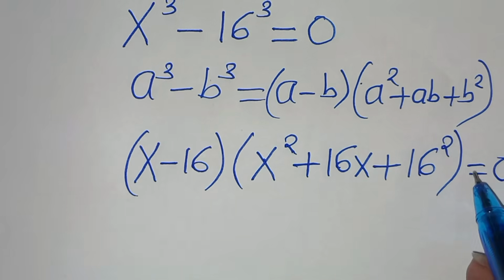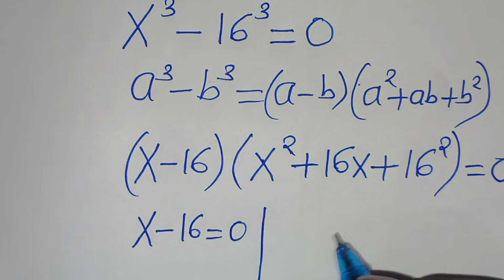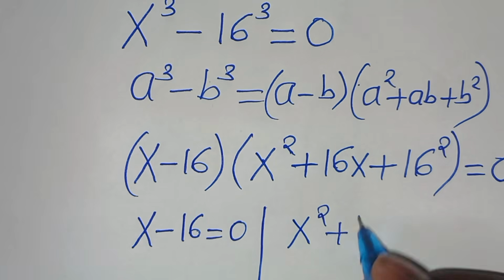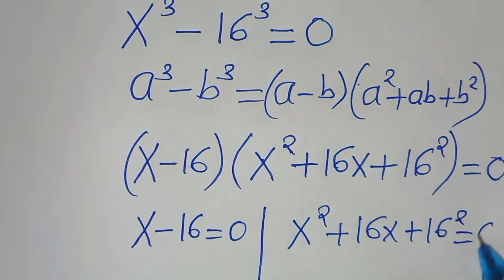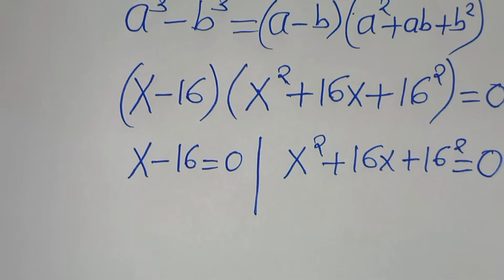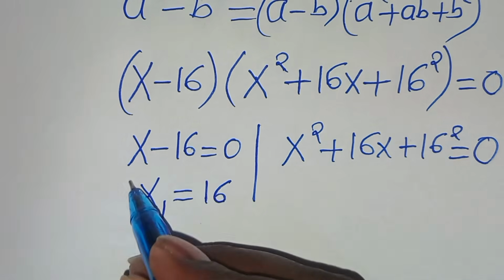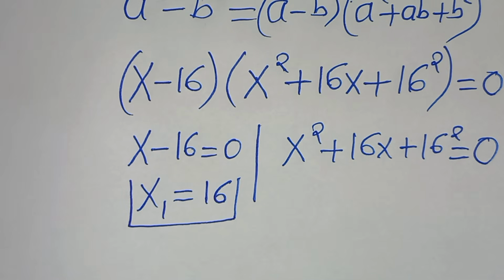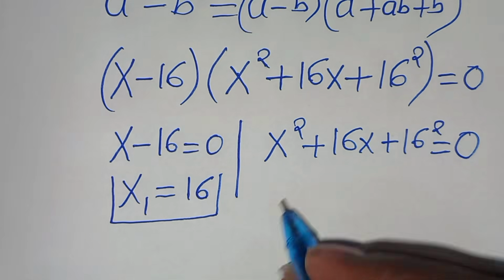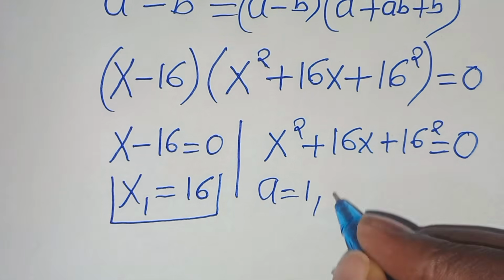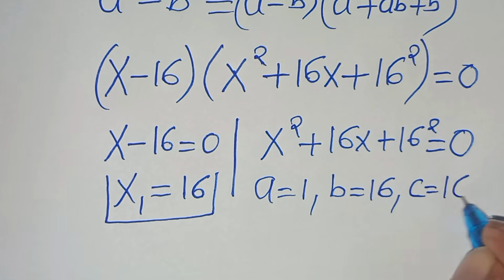So we have got two parts here. That implies that x minus 16 is equal to 0, and x to the power of 2 plus 16x plus 16 to the power of 2 is equal to 0. From the first part here, we have x1 is equal to 16. Now, the second equation is a quadratic equation where we have a equal to 1, b equal to 16, and c equal to 16 raised to the power of 2.